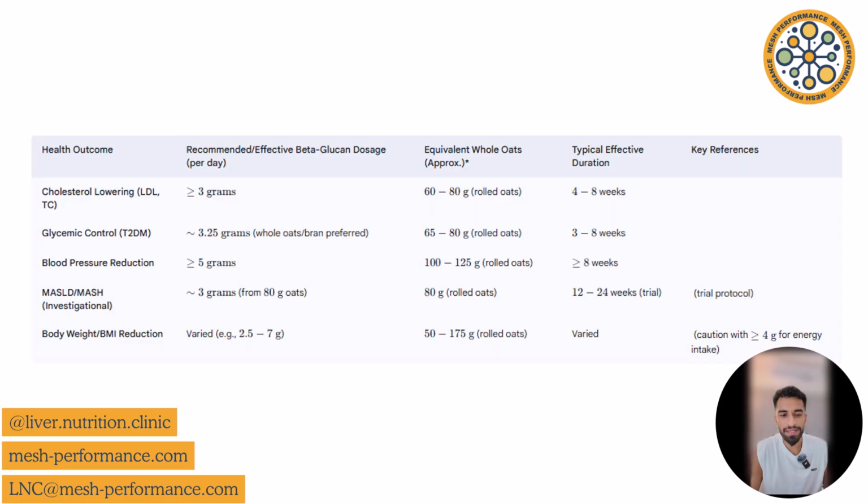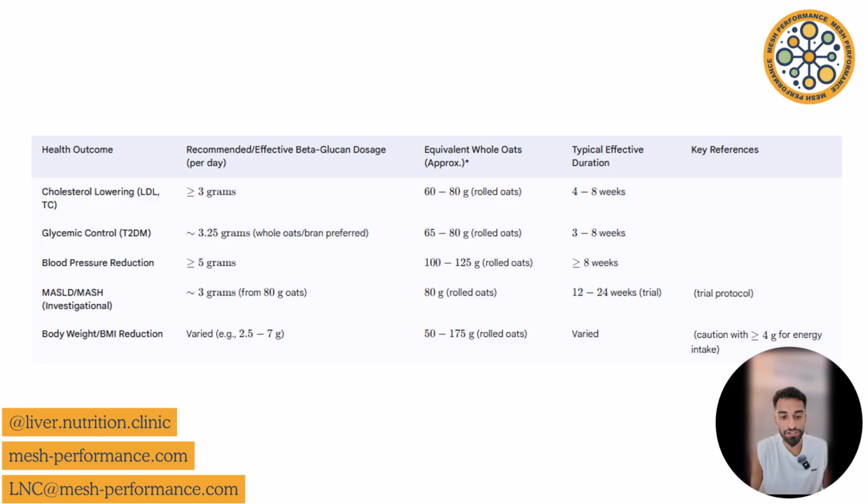So what does that mean in terms of how much do we actually need to include and add in? So 3 grams of beta glucan is actually 60 to 80 grams of rolled oats, and these studies did this for 4 to 8 weeks. So you can see the equivalent of whole oats is quite a similar dosage here. So it's going to be 60 to 80 grams.